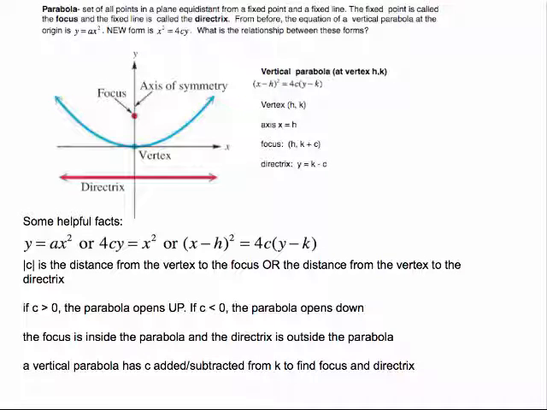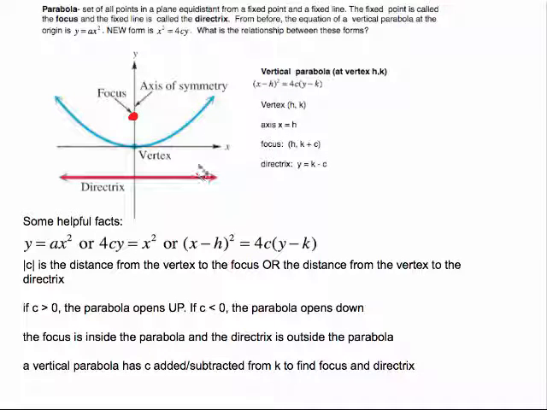This is Pre-Calculus Section 7.1, Part 2, Vertical Parabolas. The definition of parabola is this. It is a set of all points in a plane equidistant from a fixed point and a fixed line. This is the fixed point called the focus. This down here is the fixed line called the directrix.